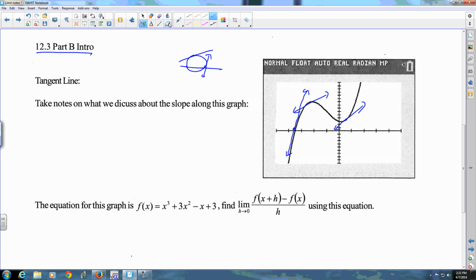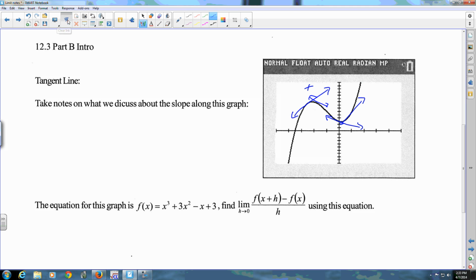Notice that on this side of the curve, all my tangent lines are going to be heading in a positive direction, meaning the slope of this line is positive. The slope of this line is positive. As soon as it turns the corner, all the lines are going to have a negative slope because they're going downward. Okay? So the tangent lines are touching the curve only at one point.